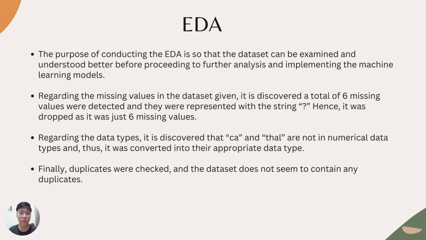Regarding the missing values in the dataset, a total of 6 missing values were detected, represented with the string question mark. Hence, they were dropped as there were only 6 missing values. Regarding data types, it was discovered that cat and tau are not in numerical data types, thus they were converted into their appropriate data type. Finally, duplicates were checked, and the dataset did not seem to contain any duplicates.